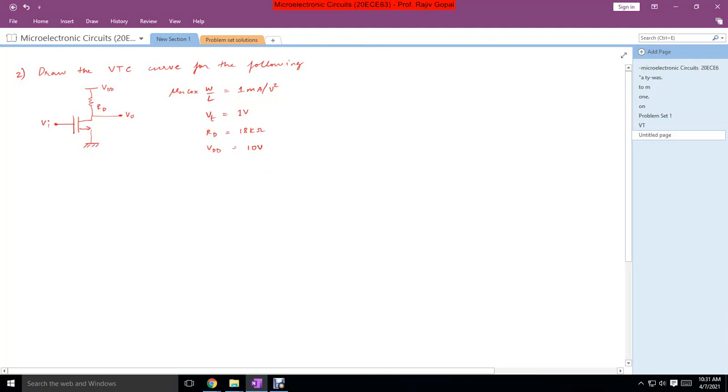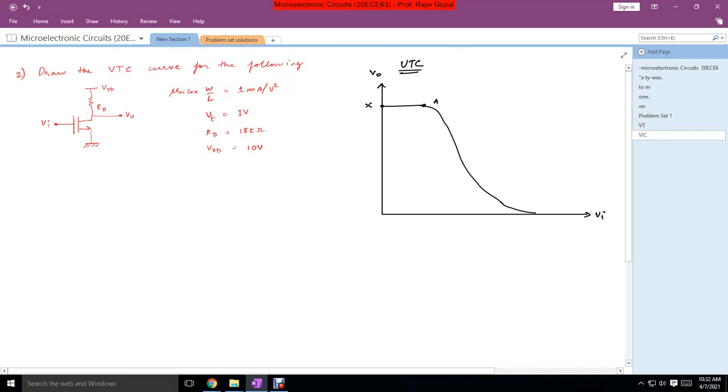So here what we do is we draw the VTC curve. Now VTC curve, you already know how it looks like. It is like this. This is V naught, this is Vi, and this is your VTC curve. So I'll make a few points here. This is X, this is point A, this is point B, and this is point C.